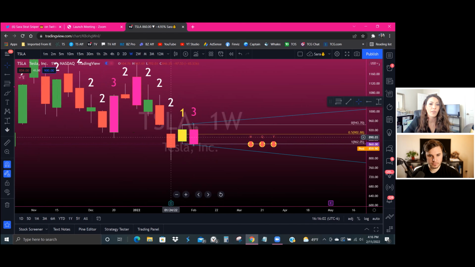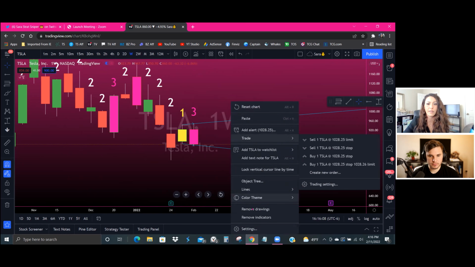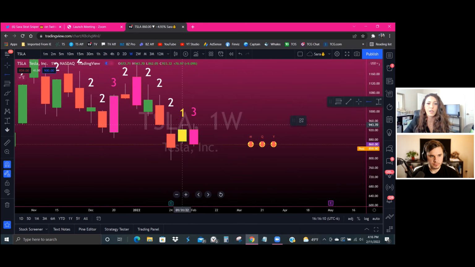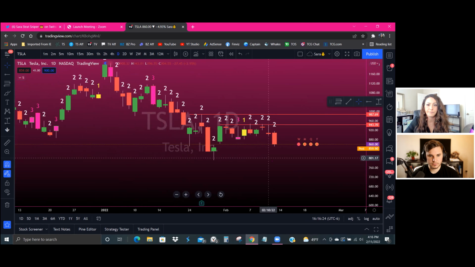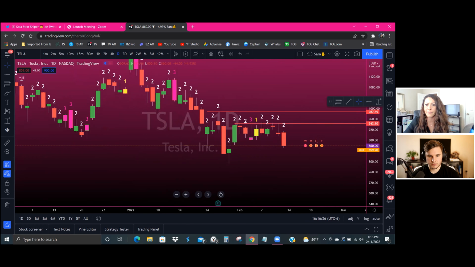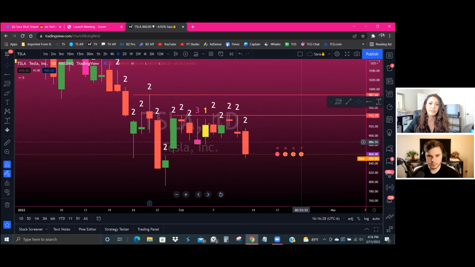All right. So let's get rid of all this. So ideally, that's the trade. So I want to enter long at 943. I want to exit at 987. But going into the daily time frame, it triggered and failed.